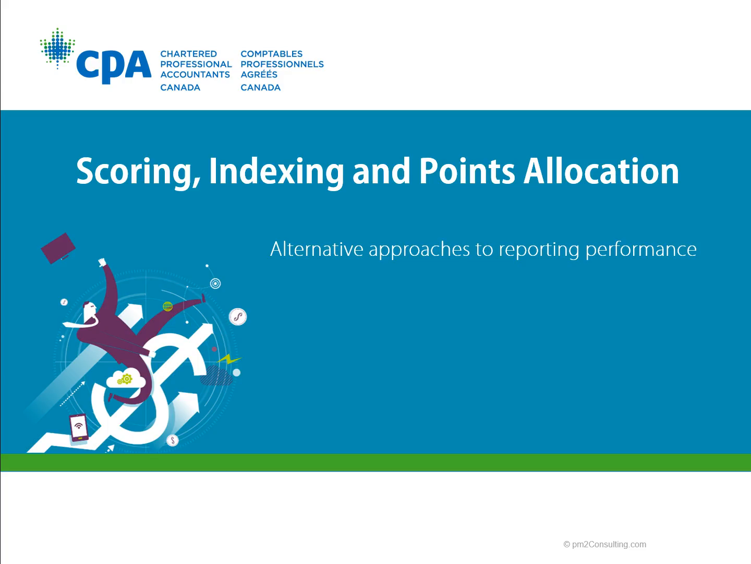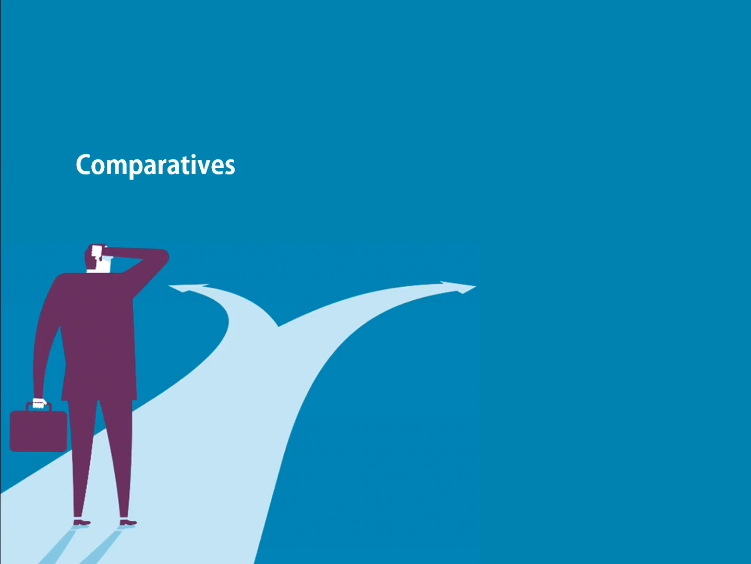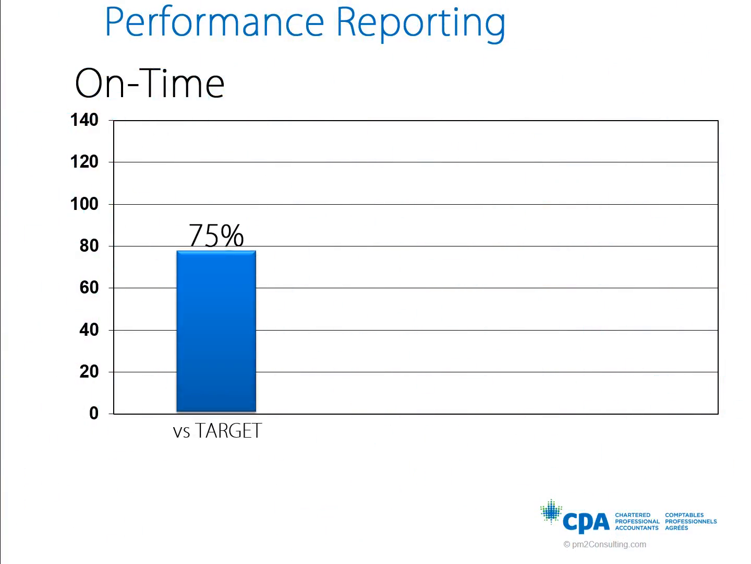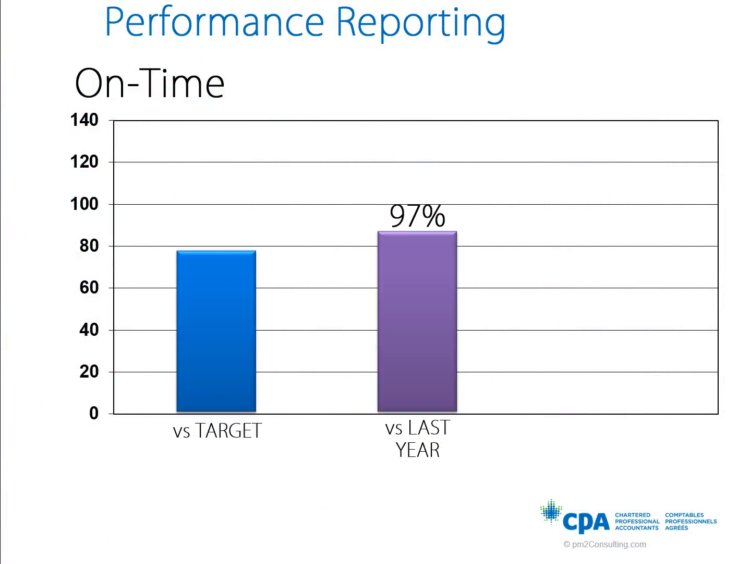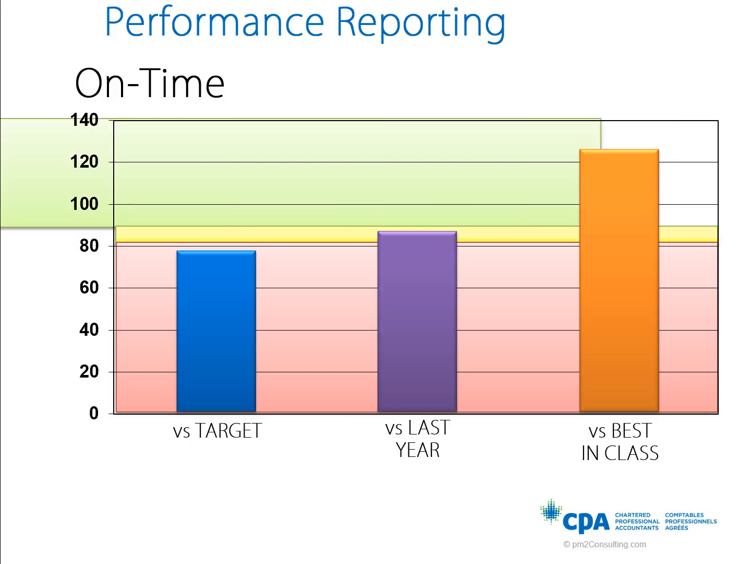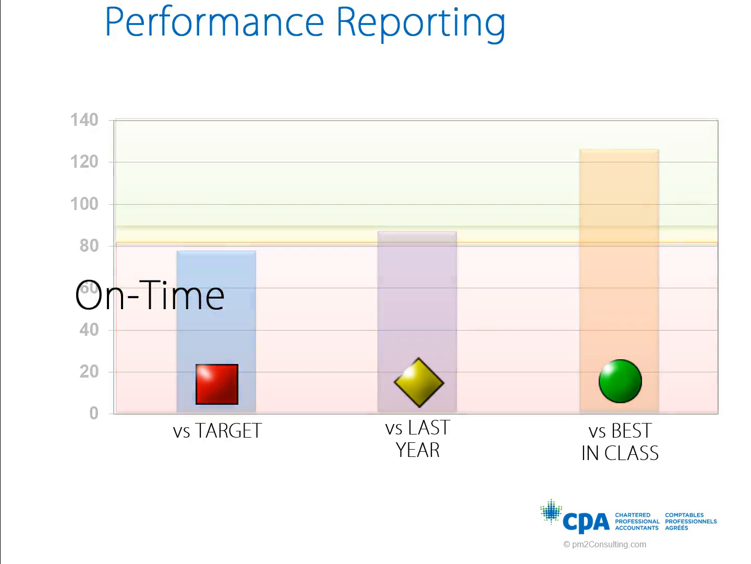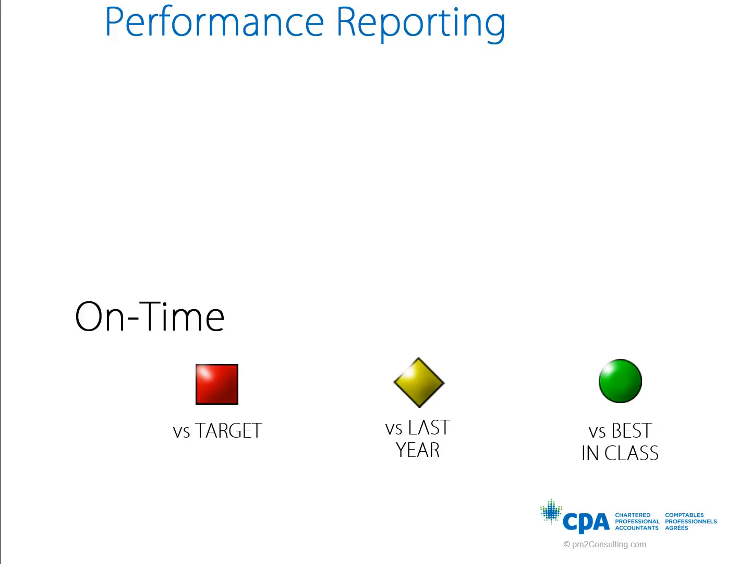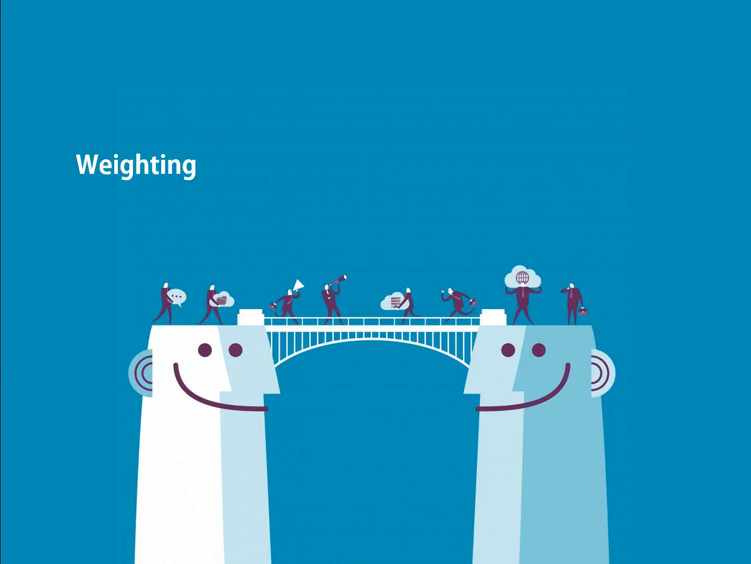So let's take a look at alternatives in the performance reporting world. Now, we talked about comparatives in our earlier tape. That example is straightforward. Let's say I'm 75% versus target, 97% versus last year, and I'm doing 123% of best in class. I'm still going to have those red, yellow, and green zones. So for that one comparative, I'm red against target, yellow against last year, and green against best in class. So that performance rating on comparatives allows us to see how we're performing in a more complex framework.